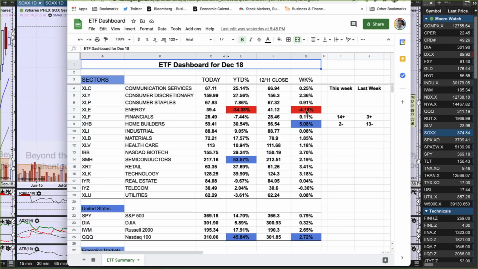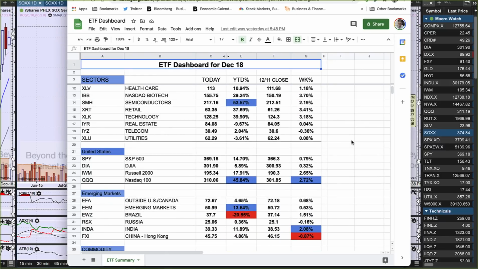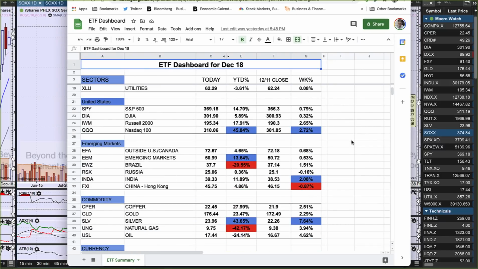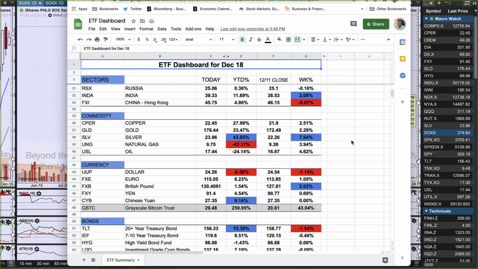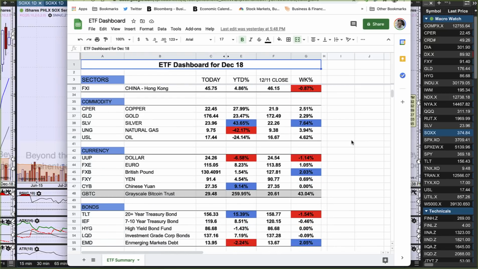And you could see energy was the worst, home builders were the strongest. But the one thing I wanted to point out to you, as we scroll down and look at all this, the emerging markets, commodities, et cetera. I fill this out every Friday late afternoon when I create this. So down here in the currency area, I've got this Bitcoin ETF trust because I don't view it as a currency, but kind of put it in that category.